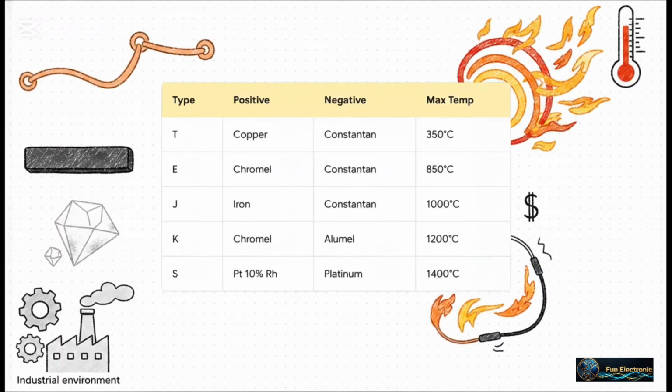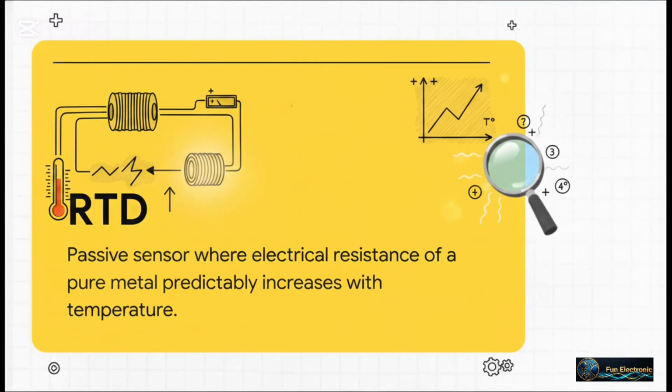And engineers get really creative here. They don't just stick to one type of metal pairing. By combining dissimilar metals, like copper, iron, or platinum, they create highly specific thermocouple types for different jobs. The K-type is super common and economical, but the S-type? That is a true beast. By using platinum and a platinum-rhodium alloy, these sensors can accurately measure temperatures all the way up to 1400 degrees Celsius. To put that in perspective for you, that is hot enough to easily melt volcanic rock. No big deal.